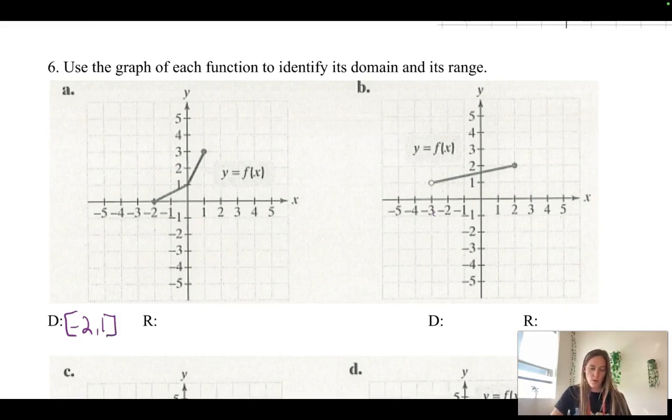For the range, we're looking at our y values, so we're looking up and down, and we always start with the lowest value. So the lowest y value here is 0, and then we go up to 3, and again, those are both included. All right. This next one for domain, looking left to right, our lowest x value is -3, but it is not included, so we're going to do a parenthesis, and we go up to 2, which is included. Range, starting at the bottom, our lowest one is 1, and it's not included. And our highest one is 2, which is included.